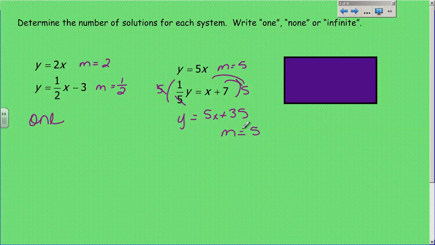Here's how you tell the difference. Look at the two equations. I got 5x and 5x plus 35. Are those two equations the same? No. One is 5x, one has a plus 35. Since they are not the same equation, they cannot be coincident. So they can't be infinite solutions. That tells me that these are parallel lines because they have different y-intercepts. So this has no solutions, or none.